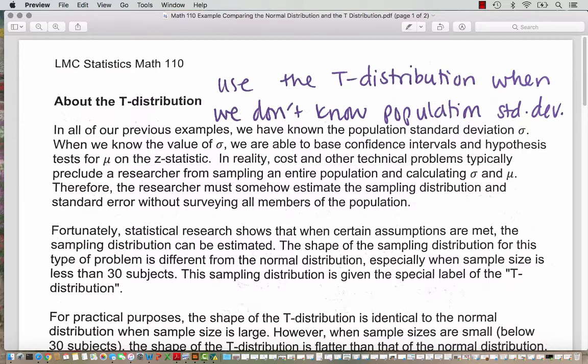Fortunately, statistical research shows that when certain assumptions are met, the sampling distribution can be estimated. The shape of the sampling distribution for this type of problem is different from the normal distribution, especially when the sample size is less than 30 subjects. This sampling distribution is given the special label of the t-distribution.